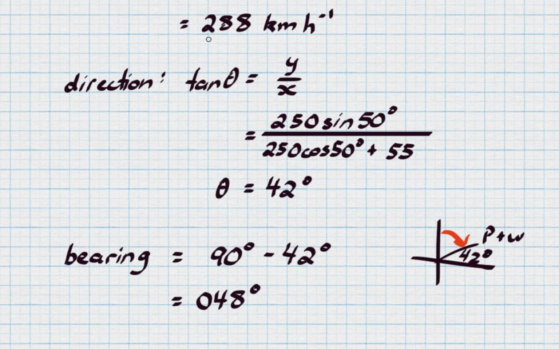And so there we have it. We have the magnitude or the speed of the plane and its bearing after it's been affected by this westerly wind.